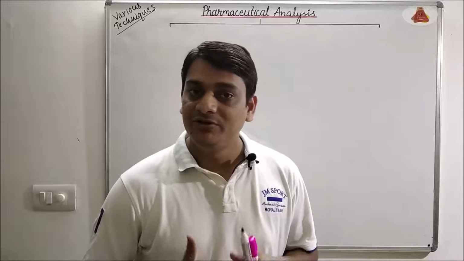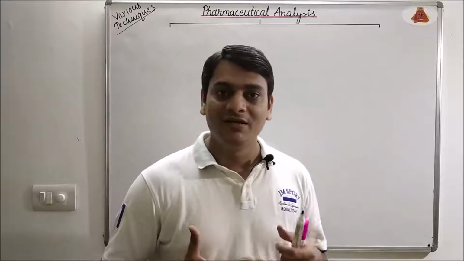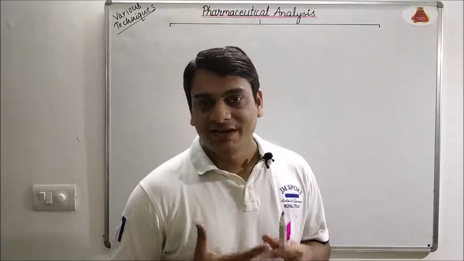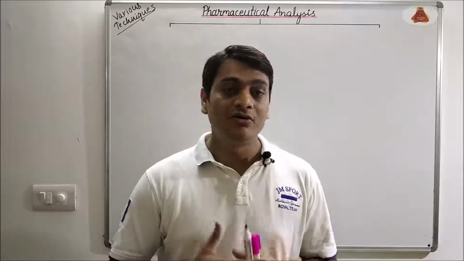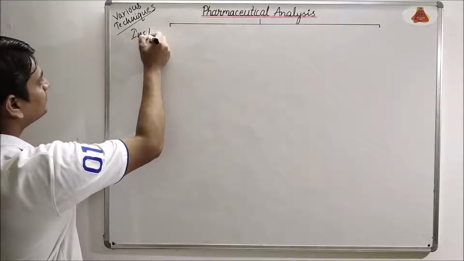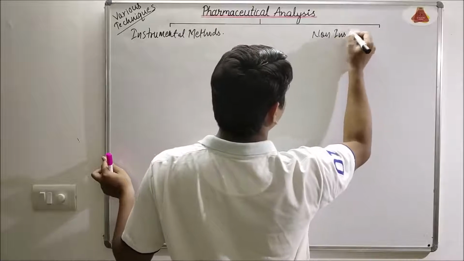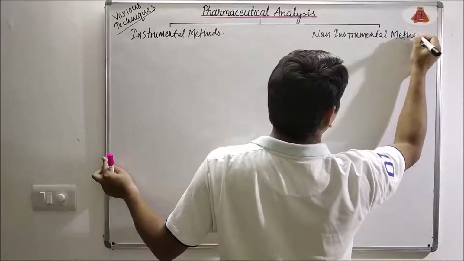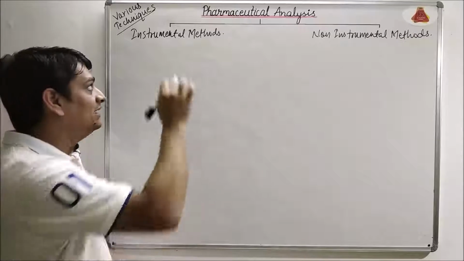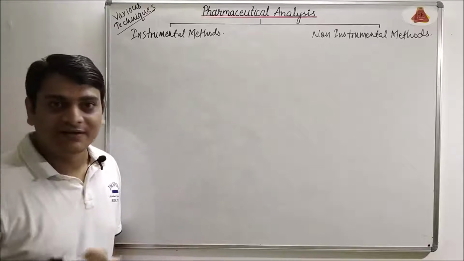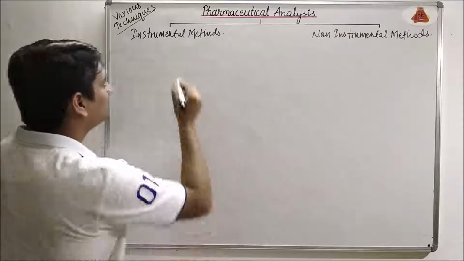Hello friends, today I am going to discuss different techniques in pharmaceutical analysis or analytical chemistry. It is mainly categorized into two parts. First one is instrumental method and the second one is non-instrumental methods. Coming to the first one, which is instrumental method. This instrumental method is again categorized into 6 categories and the first one is volumetric method.